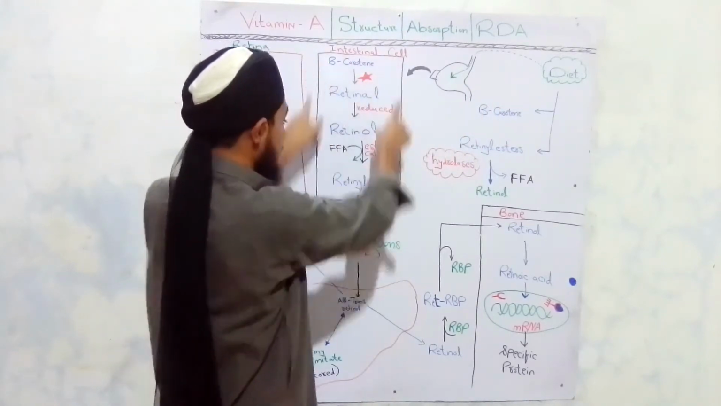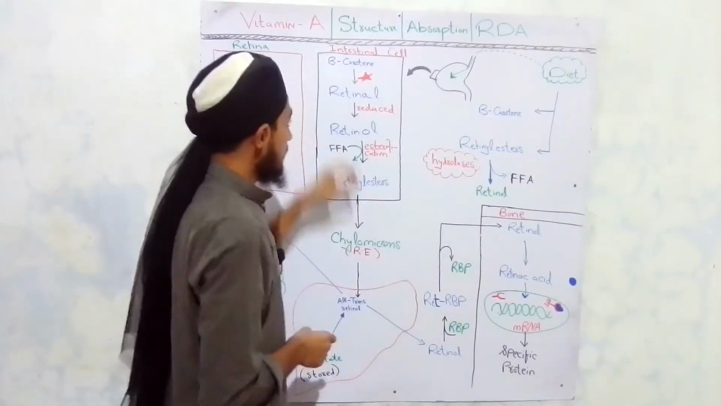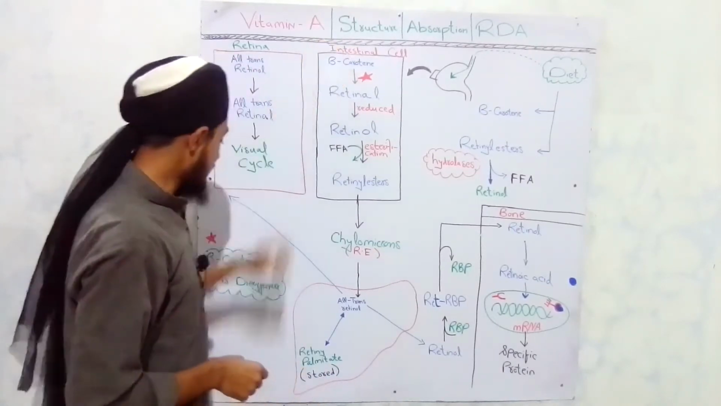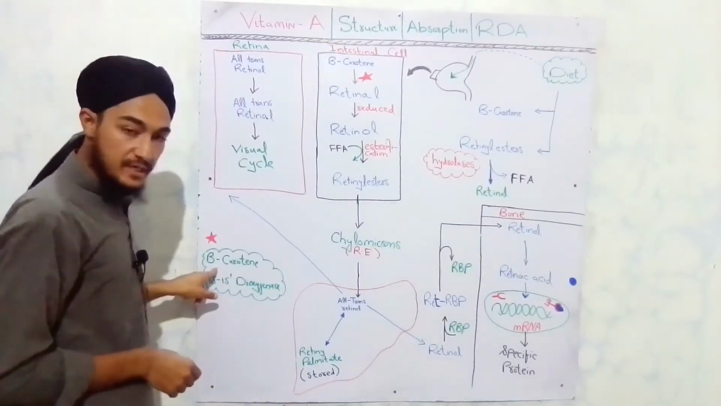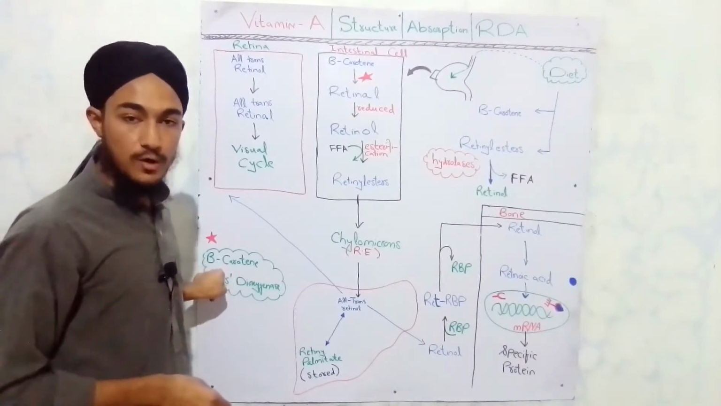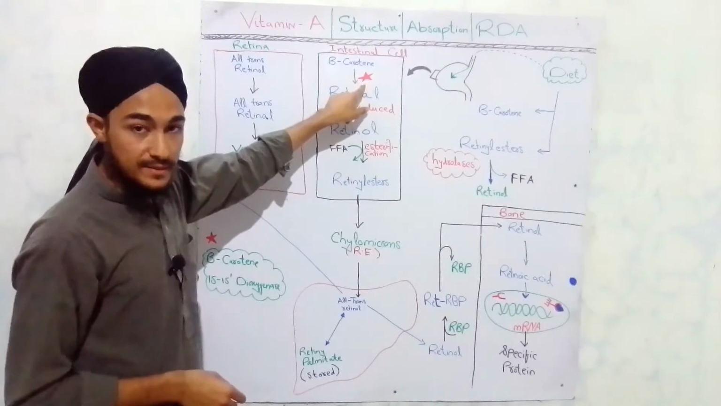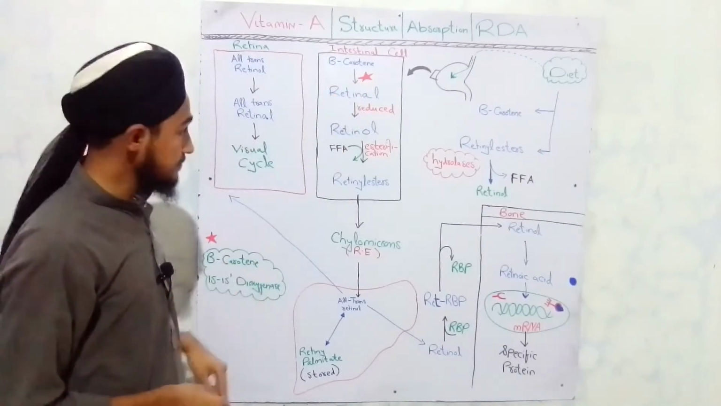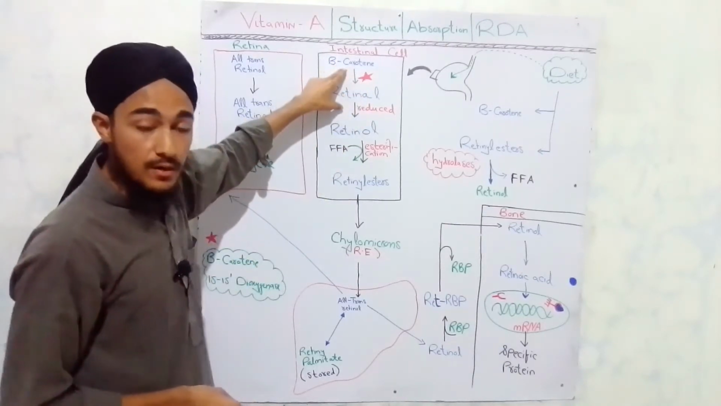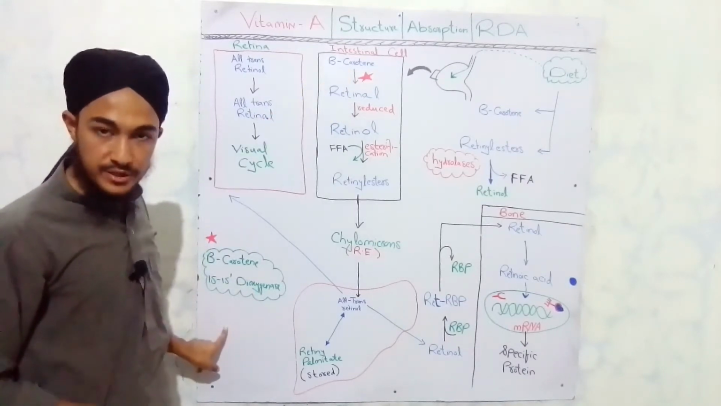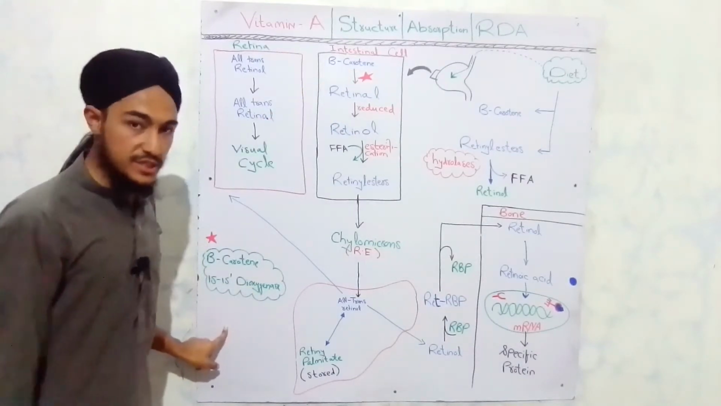Then what happens to the beta carotenes in our GI system? So this is the intestinal mucosal cell. The beta carotenes are also hydrolyzed by a specific enzyme. That specific enzyme is the beta carotene 15,15' dioxygenase. Here I have put a red star, and here also is a red star, that denotes that specific enzyme. So the beta carotene is hydrolyzed by this specific enzyme, the beta carotene 15,15' dioxygenase.